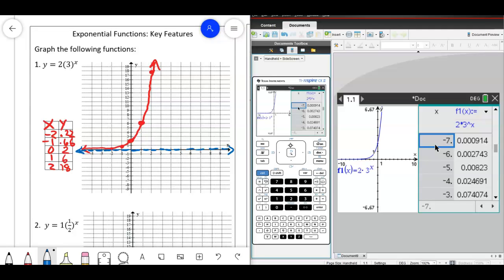Now, that is exponential what? Growth. What's the b value here? 3. 3 is greater than 1? It is. Then it's exponential growth, right? Okay.